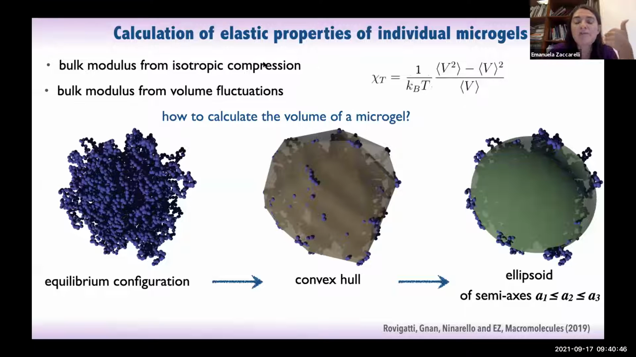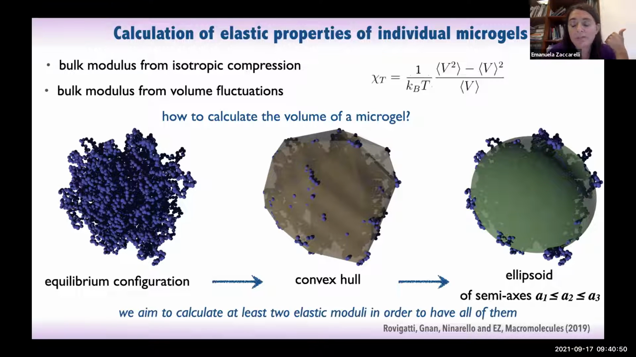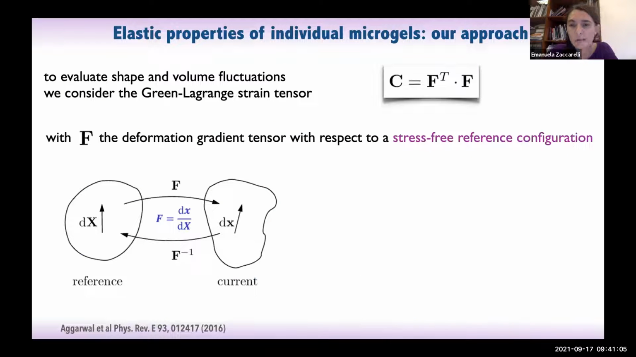But in this way, we have just one modulus. Instead, we would like to have two to compare to the Hertzian model. And so we would like to calculate at least two of them. But this idea of the volume fluctuation gave us the inspiration to develop a method to calculate the elastic moduli of the microgel, all of them.